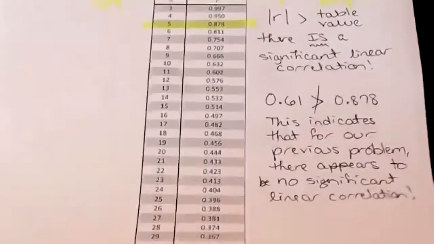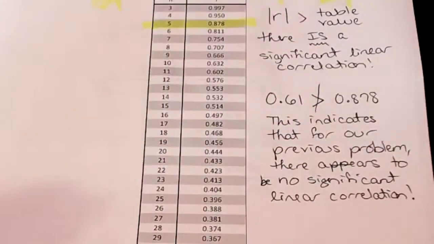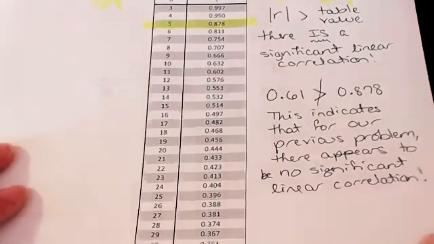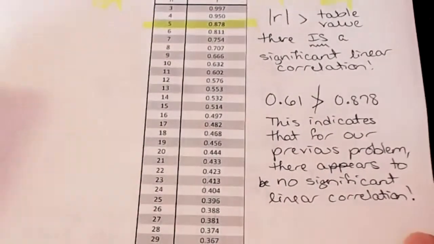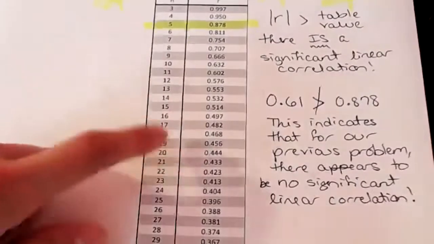Perfect. That's it. So you just verify. You check your calculated correlation coefficient. You compare it to the table. If it's greater, cool, it's a significant linear correlation. If it's not, oops, it's not a significant linear correlation. So let's try a few practice problems just to make sure we're understanding this. Keep this table out. You're going to need it for the next few examples.